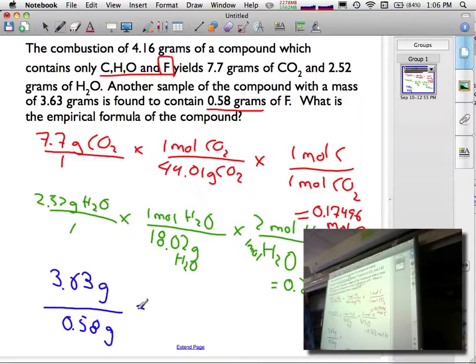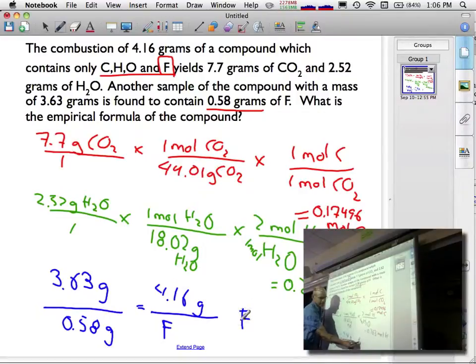And what does that equal? 4.16 over X. Right. Or let's call it F to make it more obvious. And do you all see why Sarah suggested doing that? Because that will give us the mass of fluorine in that original sample. So what does this variable actually equal? Mass of fluorine. Yeah, and as a number?